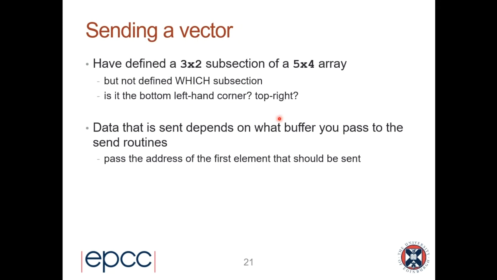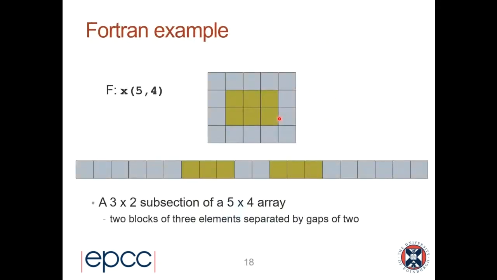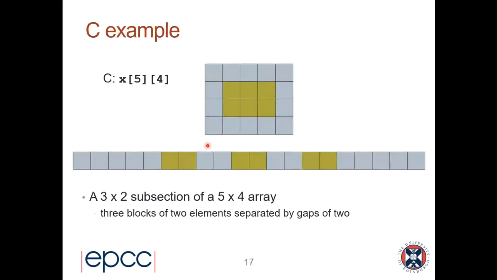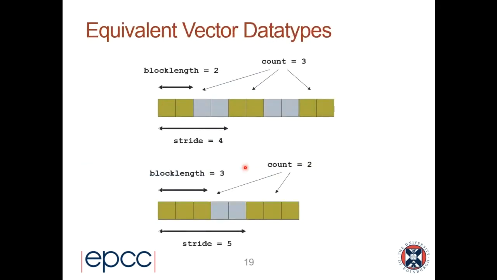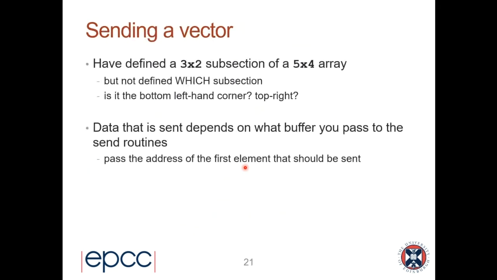Okay, but actually, we've lost some information because these subsections had a leading gap here. So this vector data type specifies a 3 by 2 subsection of a 5 by 4 array, but not which one it is. When we do a send or receive, the data that is sent depends on what buffer you pass to the send routine. Just like if we want to pass the 5th, 6th, and 7th elements of an array, we pass the starting address, the address of x[4], or x(5) in Fortran. I think of these vectors as templates, and where they're placed, you just pass the address of the first element that should be sent.